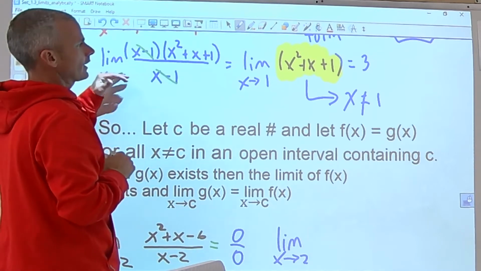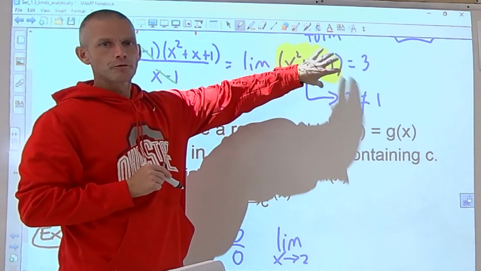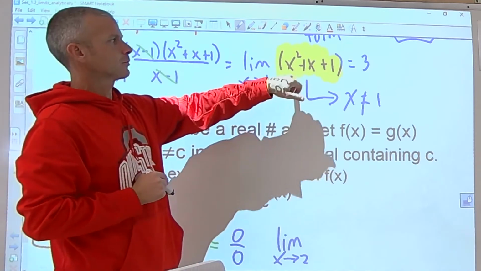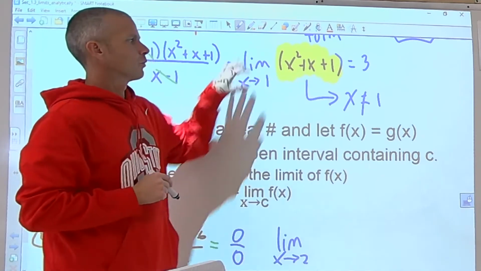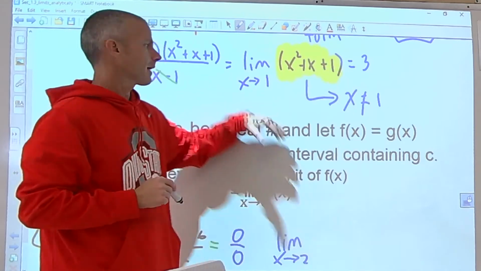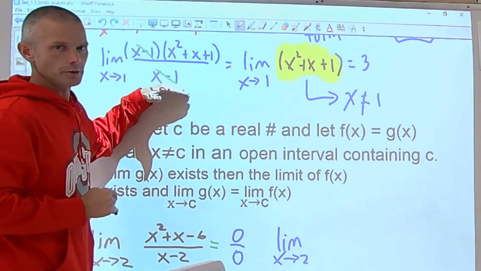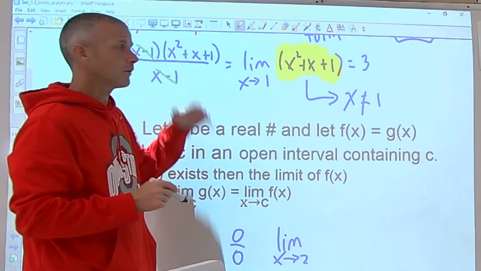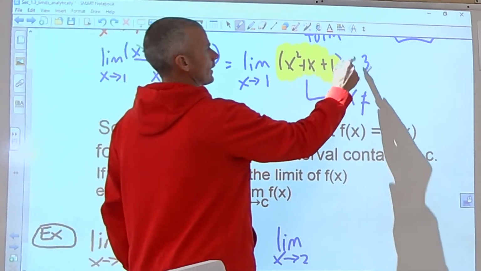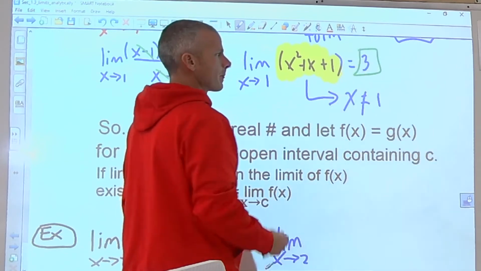And so really we can look at the limit of a simpler form of our rational function, which in this case would be x squared plus x plus 1. Well, now I've got a polynomial function. I can go ahead and do that direct substitution. I don't have to worry about the denominator equaling 0 anymore because we've divided it out. So when we do that, we find out that our limit is 3.